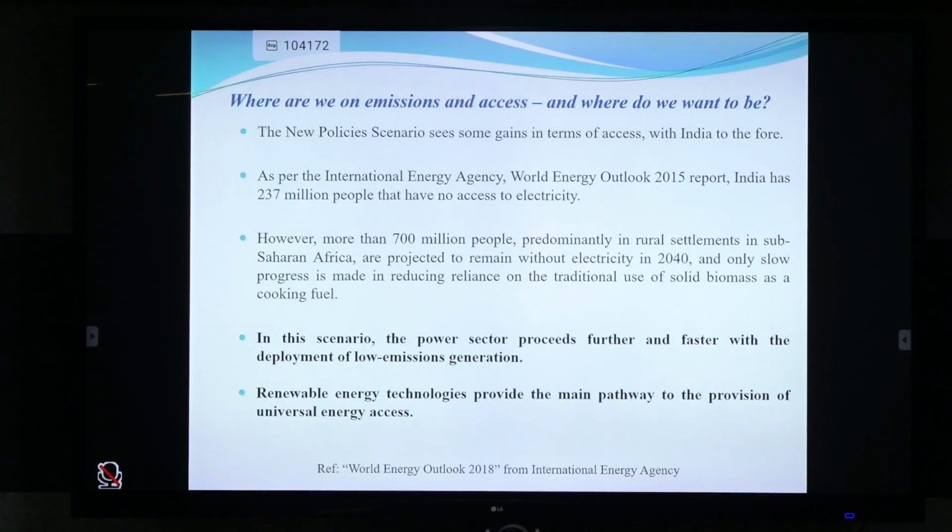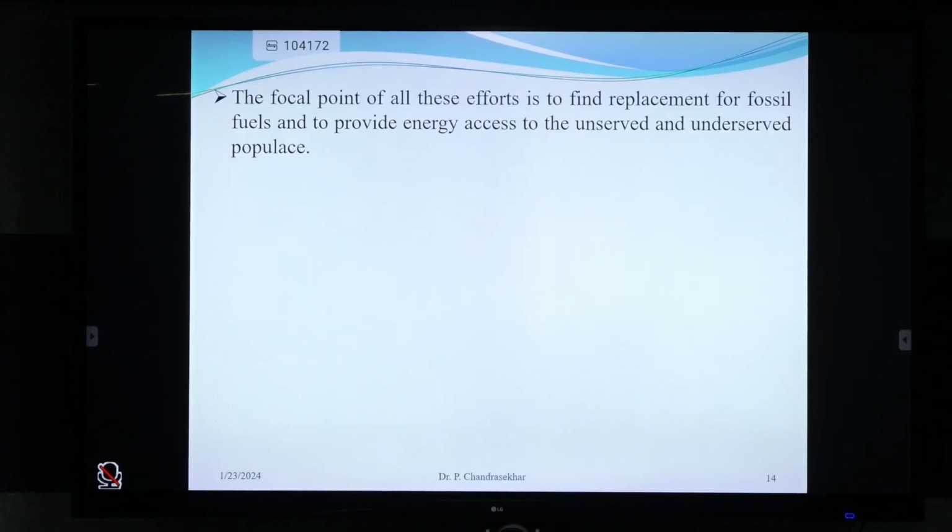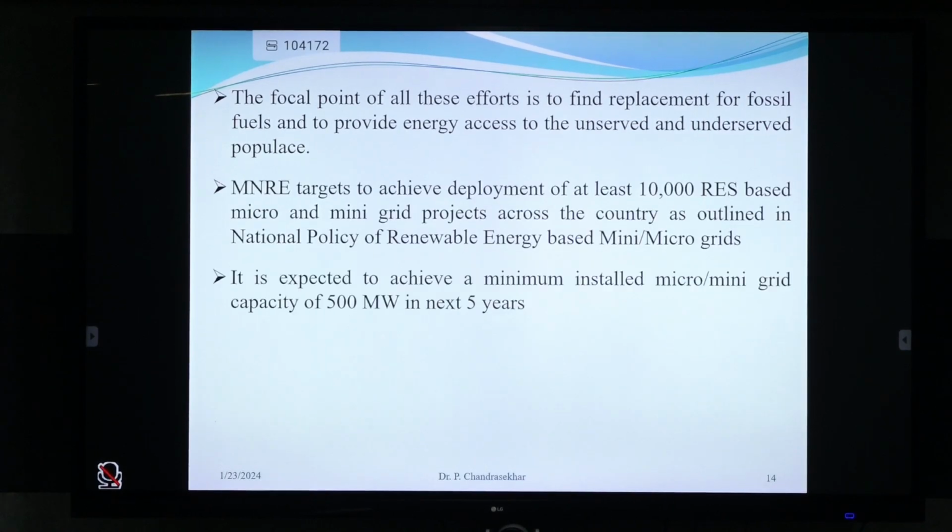These are a few brief statistics. As you can see, this is older data, as we mentioned earlier. 700 million people, predominantly in rural settlements in sub-Saharan Africa, are projected to remain without electricity in 2040. That is the status. However, as a country, I just wanted to mention the status of India here.